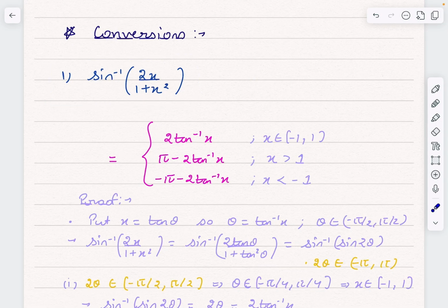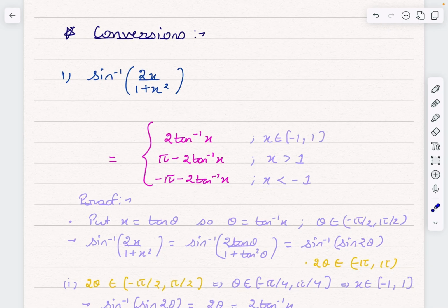So we have first one, sine inverse 2x by 1 plus x square. This we can write as 2 tan inverse x when x belongs to closed minus 1 to closed 1. It will be pi minus 2 tan inverse x when x is greater than 1, and minus pi minus 2 tan inverse x when x is less than minus 1.